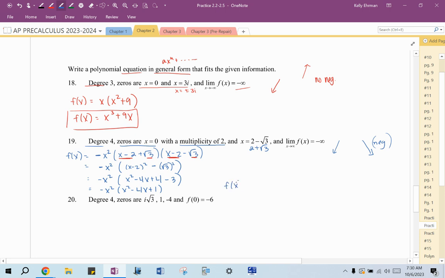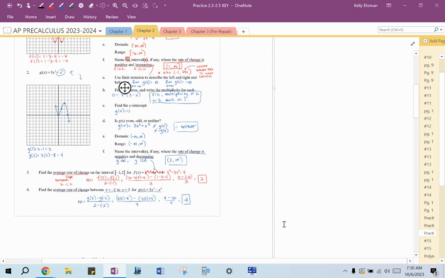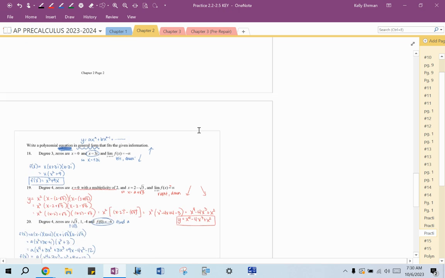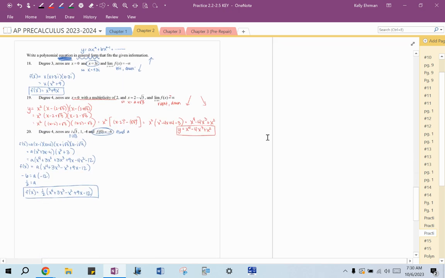And finally, distributing that negative x squared through, negative x to the fourth plus 4x cubed minus x squared. Actually, I want to look back at my key to see. Yeah, I forgot the negative piece here, so I will have to go back and fix that. Distribute a negative through. Okay.